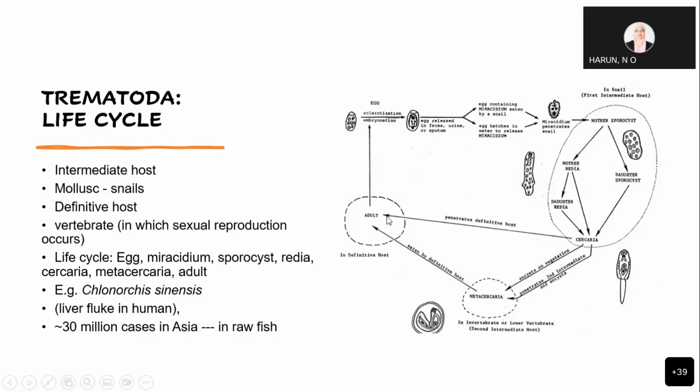We have adults in the definite host, which is any vertebrate. Then they will release the eggs. Eggs are released in feces or urine or sputum. Eggs containing miracidium are eaten by a snail. So the snail is the intermediate host before the larvae, or the cercaria stage, is released into the environment, especially the water environment.